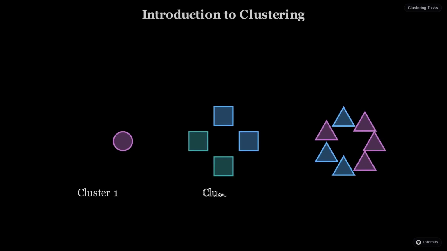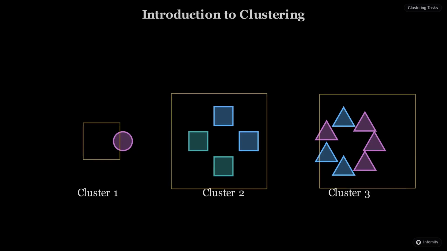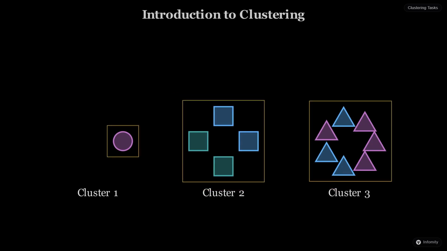You'd probably begin by grouping similar fruits together, putting all the apples in one pile and all the bananas in another. This intuitive act of sorting things into groups based on their shared characteristics is exactly what we call clustering in the world of data. It helps us find natural divisions within a dataset.